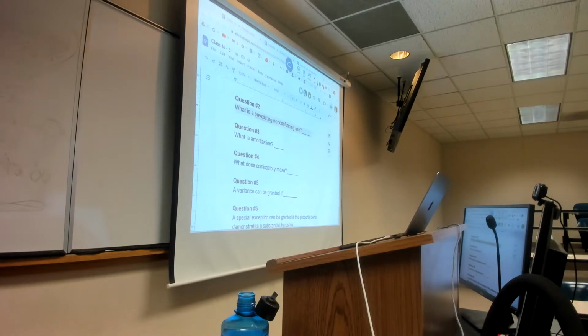And the second factor of getting a variance asks whether granting the variance would impact the public interest, would impact the public good, would impact the comprehensive zoning plan. Is this bad for policy? Is this bad for the public?